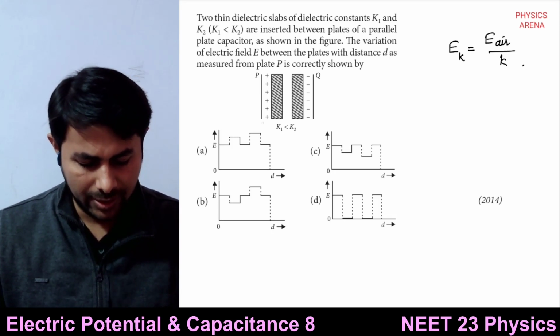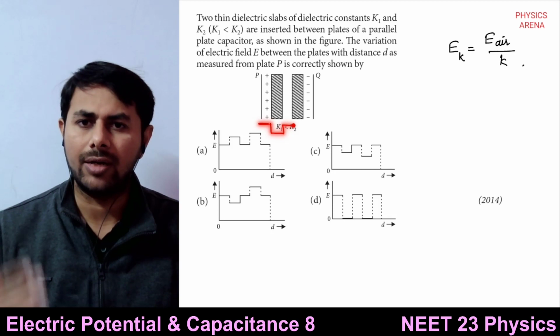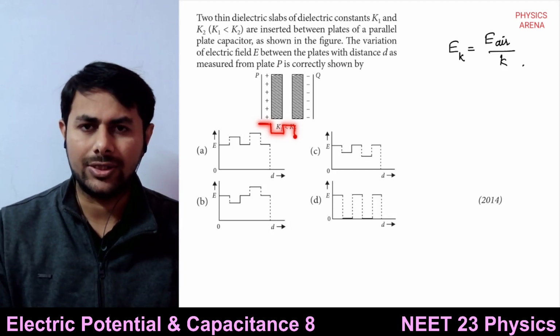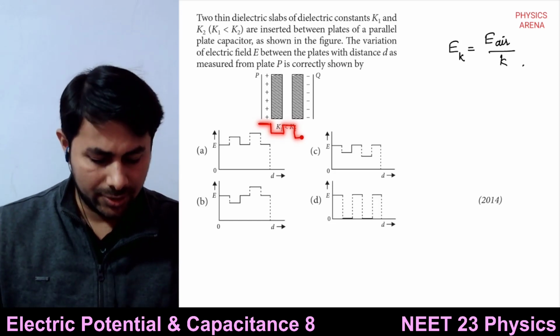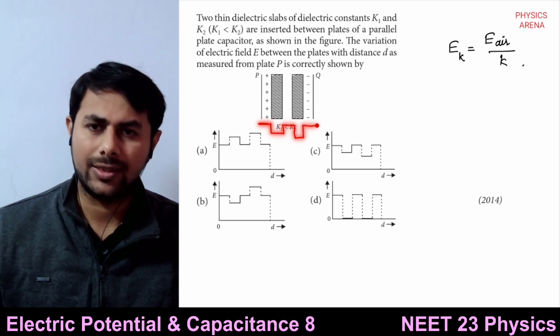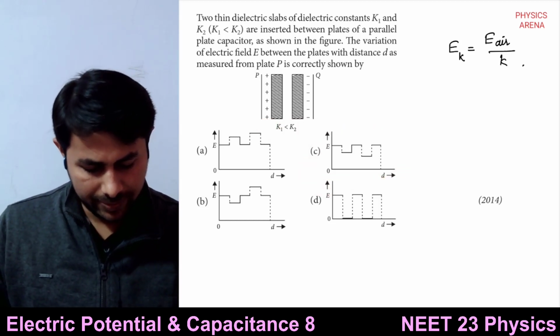Okay, so the electric field has some value, then it decreases, then it comes back to the original value, and again it decreases. Now the dielectric constant of the other one is greater, so it will dip even further. Okay, it will look like this. See the graph. It's option C.